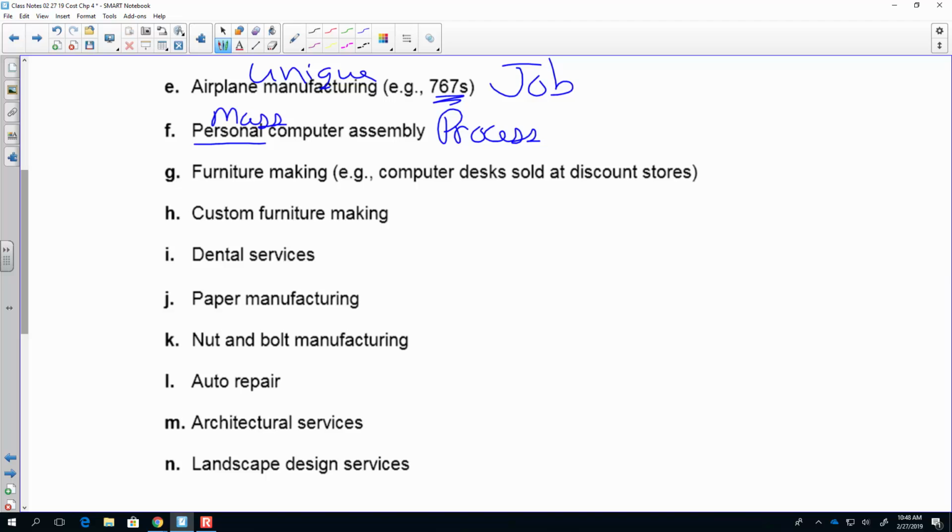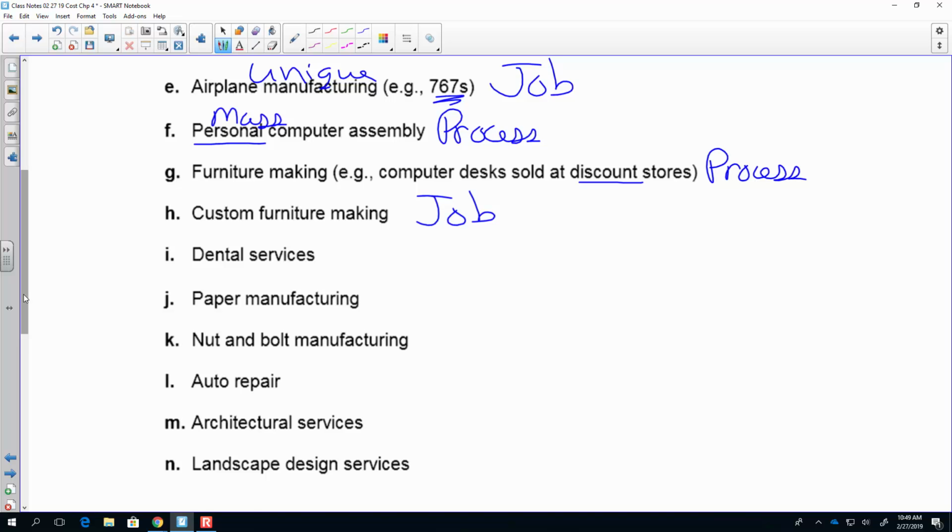All right, Teresa, you're up. I'm thinking this one is process. Yeah, and a key, if they're sold at like Walmart discount stores, they're making the same one, no difference, right? Not unique. As opposed to custom, that would be job. So that's the difference between process and job. Custom means it's unique, one of a kind, built to that customer's satisfaction.